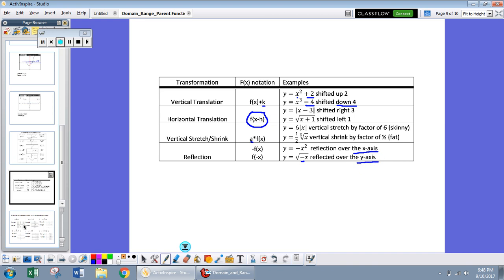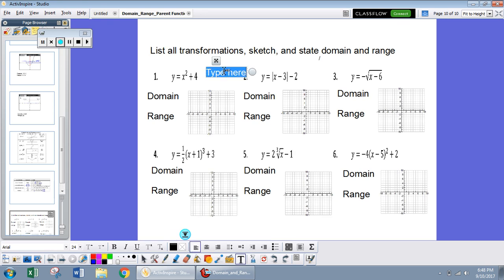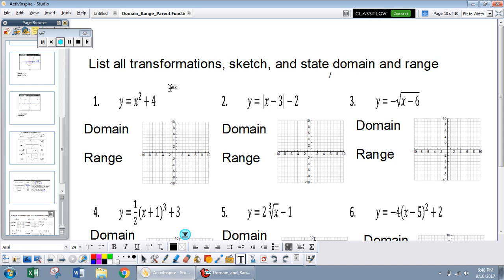So let's just try a couple of these real fast. I am at home with a mouse trying to do this, so it's not going to be the greatest thing, but that's okay. So the first one that we have, y equals x squared plus 4. So let's list the transformations. Well, the plus 4 is on the outside. It's going to affect the output, so that's going to shift it up 4. Alright, so let's go ahead and shift it up 4.